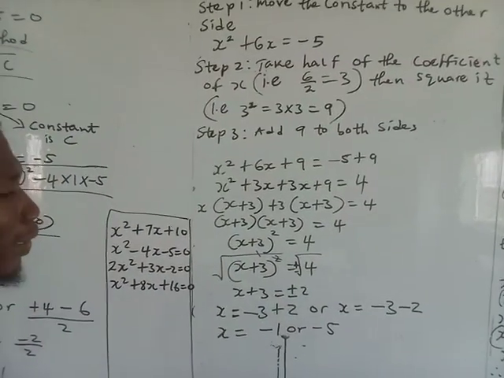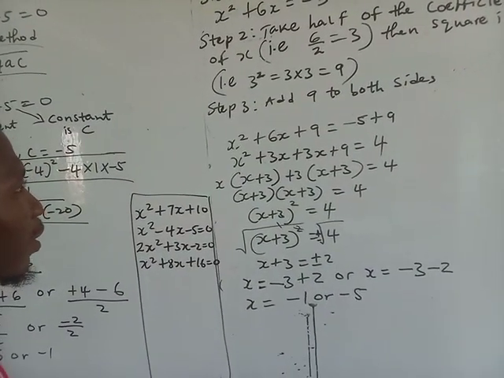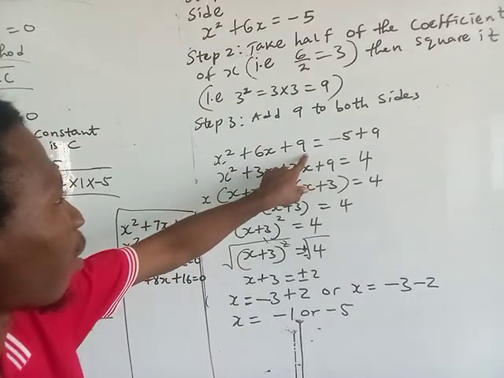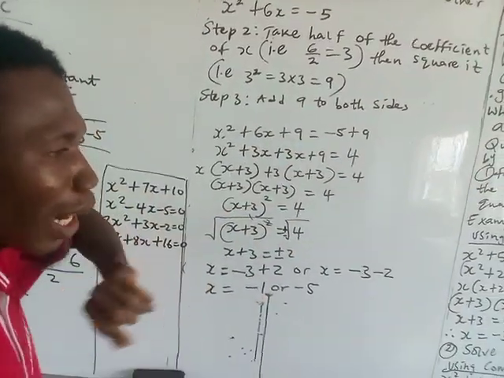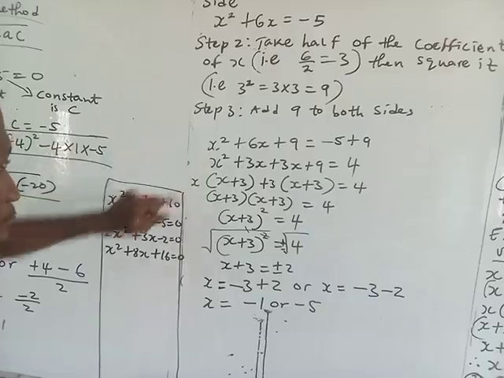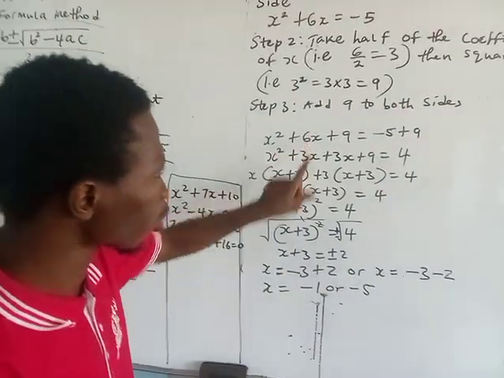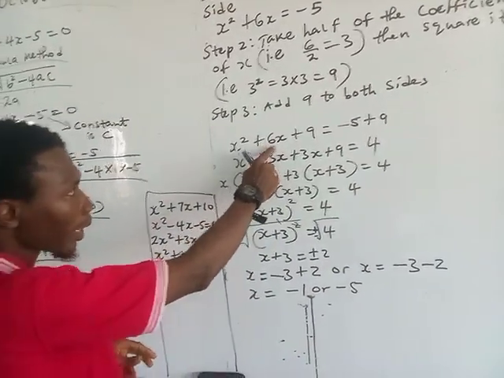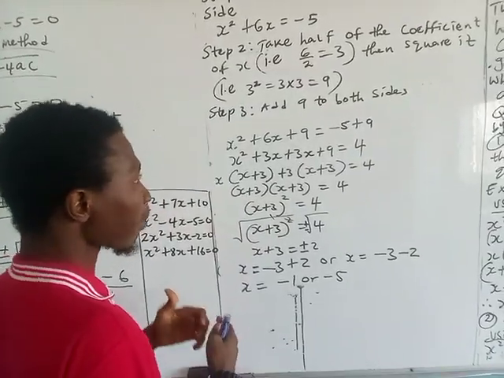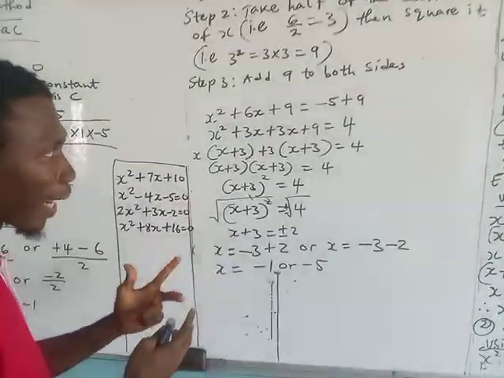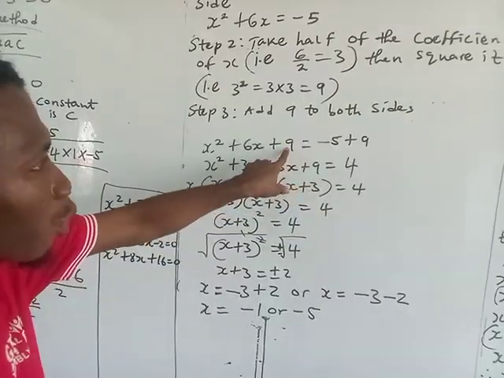After you do that, the next thing is you are going to factorize, or let me just put it that way, expand. And how do you expand? You look for two numbers that when they multiply, they give you 9.